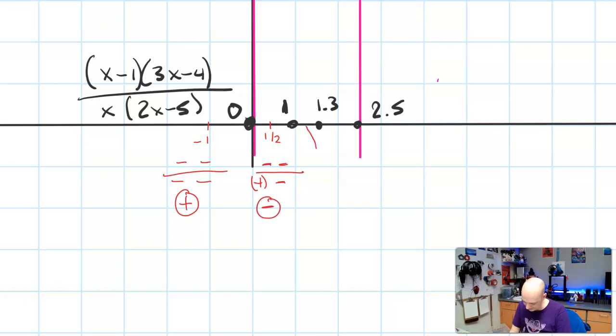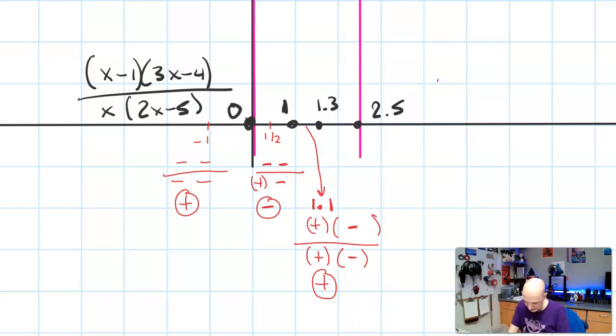Now I need to test, I'm going to draw a little arrow, a value between 1 and 1.3. I don't know, how about 1.1? This is annoying, I will say. This is an annoying way to test. 1.1 minus 1 is positive. 3.3 minus 4 is still negative. 1.1 itself is positive, and 2.2 minus 5 is definitely negative. So now I have 2 positives and 2 negatives. That's a net sign of positive. So between these two values, the graph will be positive.